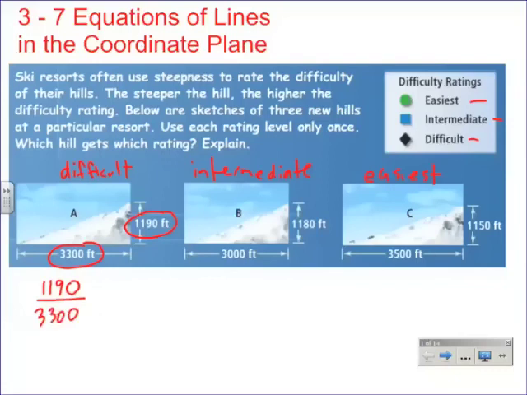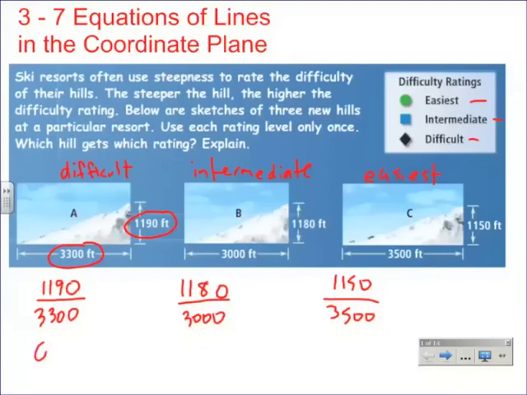Now I'm going to set up the same ratios here for B and C. This will be 1,180 feet over 3,000. And then C will be 1,150 feet over 3,500. Now it's a little bit hard to compare those fractions, so one thing we could do here is just to divide them. Remember that a fraction bar stands for division, and so when I divide those, I'm going to change it into a decimal answer.